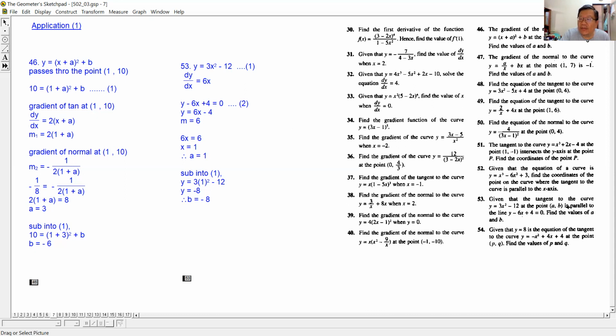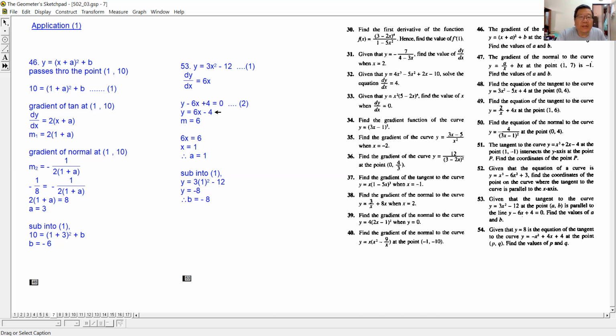They say the point is (a, b). So a is the x coordinate, right? Oh, I know x equals 1. I substitute back into the original equation here, equation 1. Why can I not substitute into equation 2? Because the point doesn't lie on this line. The point lies on the curve. The gradient at that point is parallel to this line, but it means that the point doesn't lie on this line. Only the gradient is the same. The point is not there.